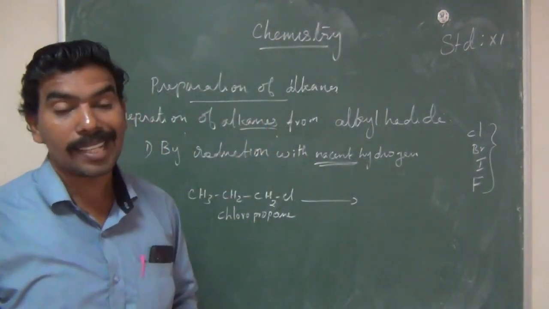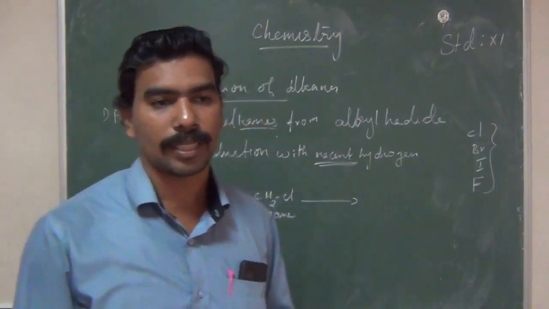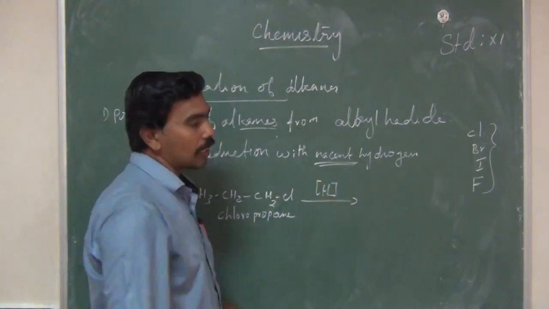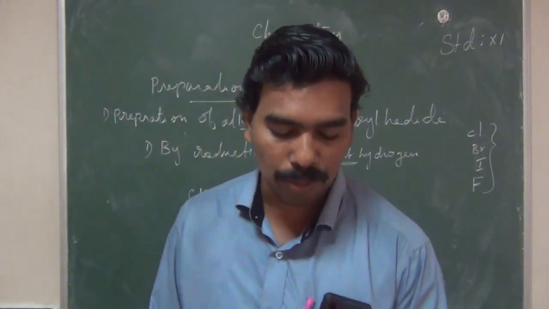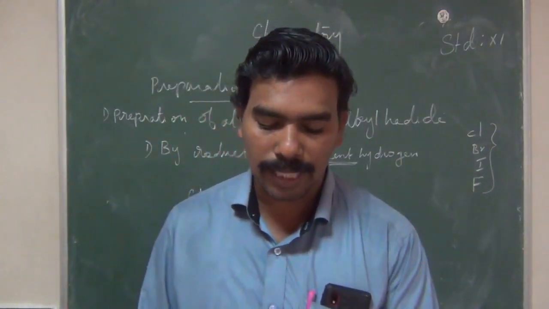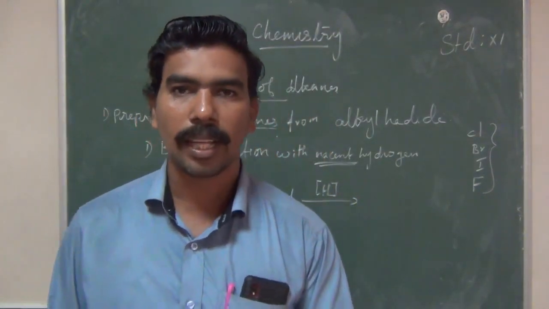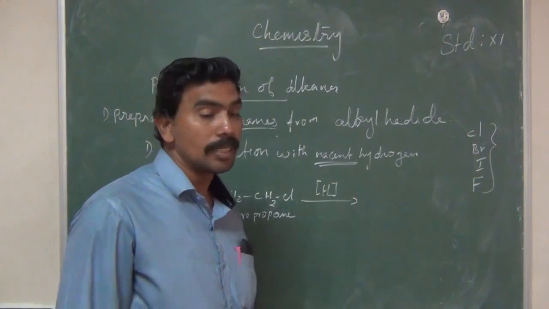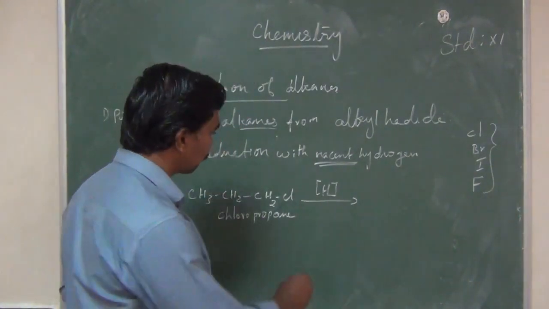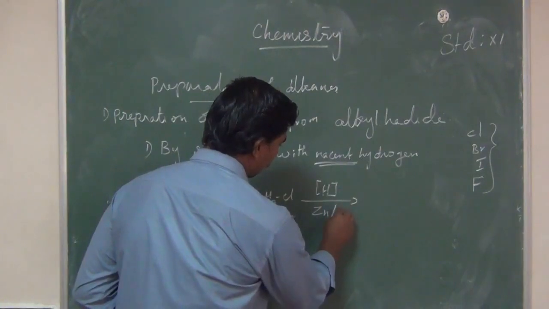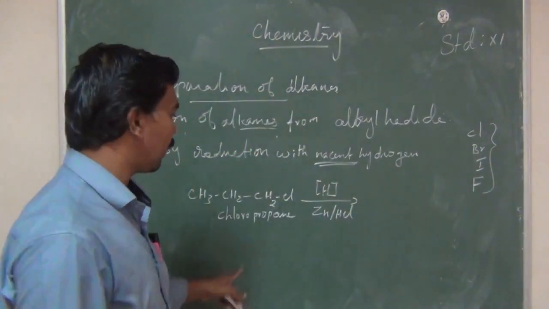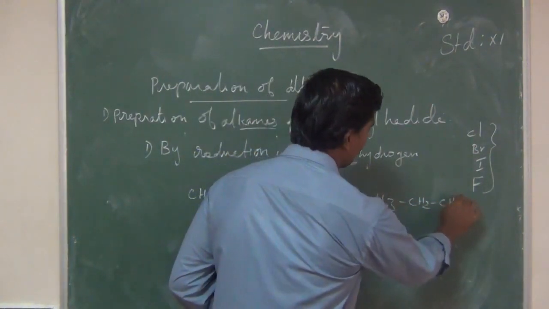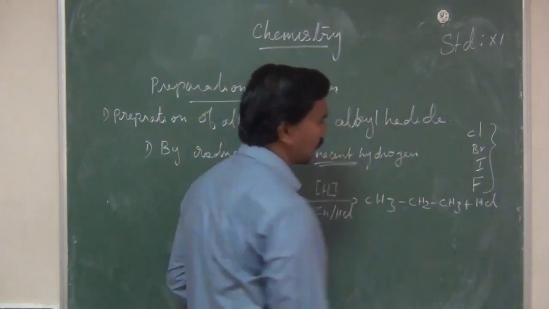Chloropropane is treated with nascent hydrogen and a suitable reducing agent. Nascent means new hydrogen. Suitable reducing agents include zinc and HCl, zinc and acetic acid, and zinc copper couple. These are examples of reducing agents. In this example we have taken zinc and HCl, and we get propane, CH3, CH2, CH3, plus HCl.